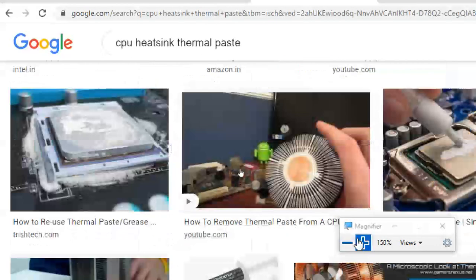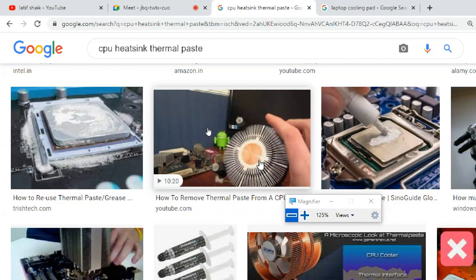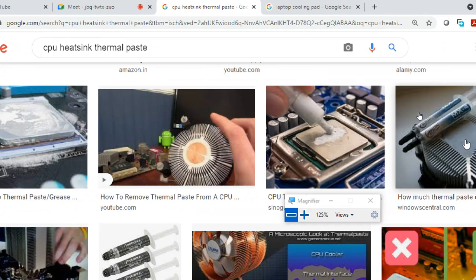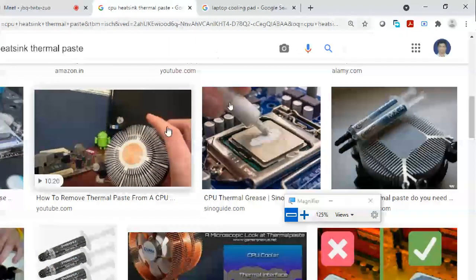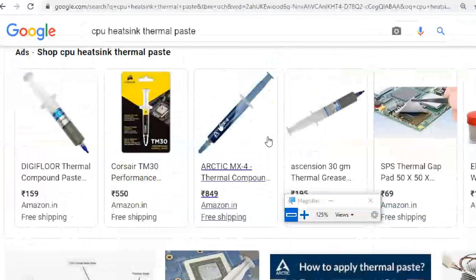Okay. Next one is the thermal paste on the CPU. Apply thermal paste and put your CPU fan on it. So you can see these things. Different thermal pastes are available in the market. Some are a little bit costly.